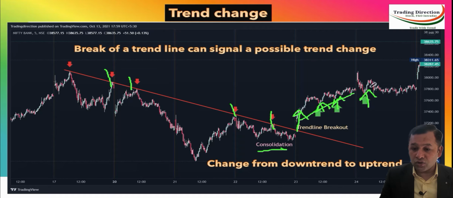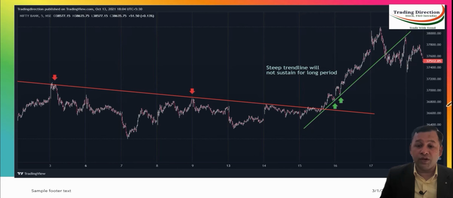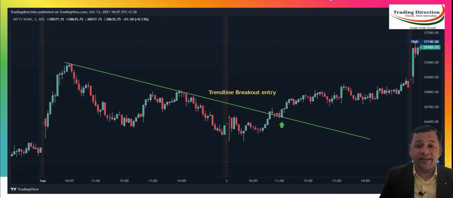You can also draw the uptrend line. A steep trend line will not sustain for a longer period. This angle is very steep, so it will not sustain for a longer period, so it may fall. So trend line angle is also very important. The 45-degree angle trend line is a perfect trend line.